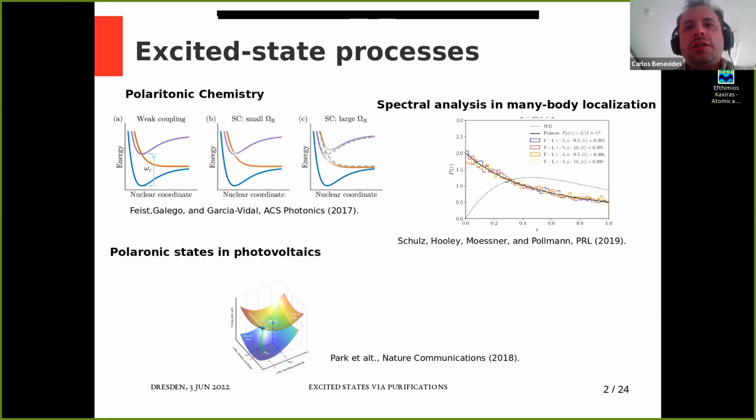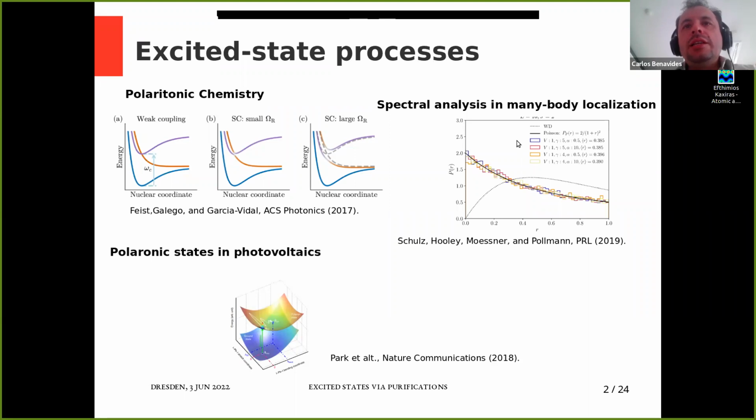Maybe I don't have to insist much that they are very important, but for some communities it is not so clear, especially because we put a lot of effort into computing ground states. I'm going to give just 3 examples. First, polaritonic chemistry, in which using light, you can modify excited state processes. For instance, if you couple a molecule with a cavity, then you can change the conical intersections, and then the adiabatic or non-adiabatic process will be changed.